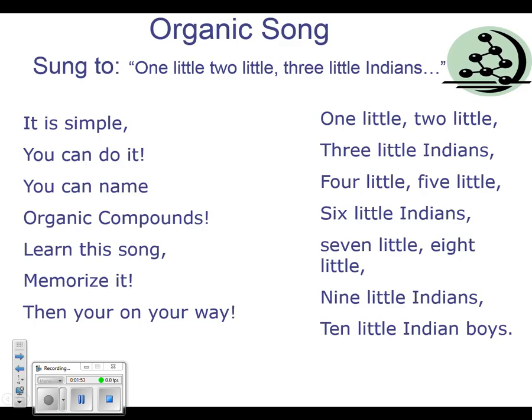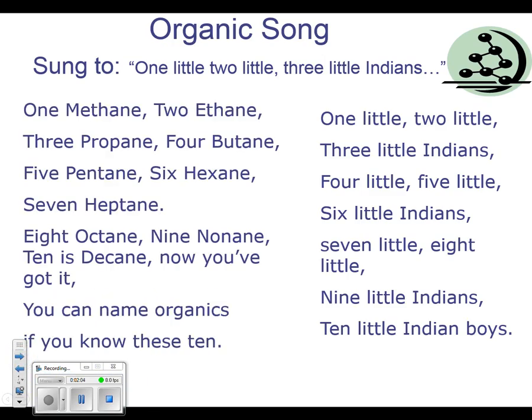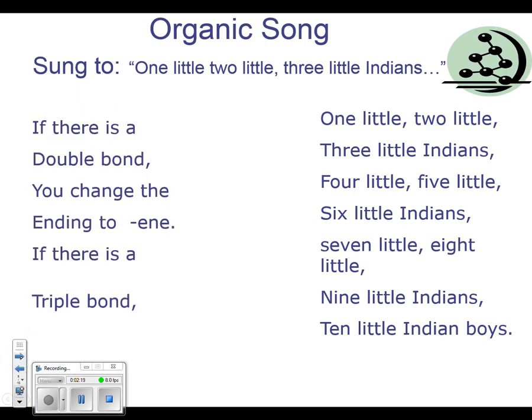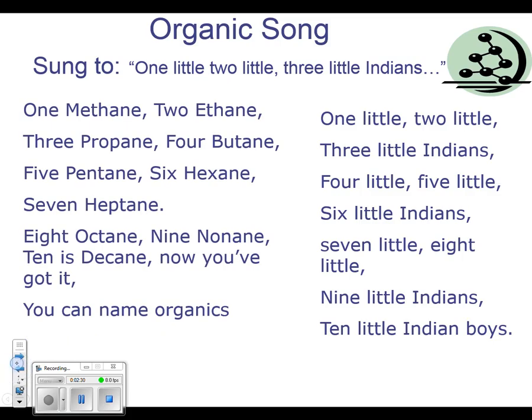Ready? 1, 2, 3. It is simple, you can do it, you can name organic compounds. Learn this song, memorize it, then you're on your way. 1 methane, 2 ethane, 3 propane, 4 butane, 5 pentane, 6 hexane, 7 heptane, 8 octane, 9 nonane, 10 is decane. Now you've got it. You can name organic chemicals if you know these 10. If there is a double bond, you change the ending to ene. If there is a triple bond, change it to ine.